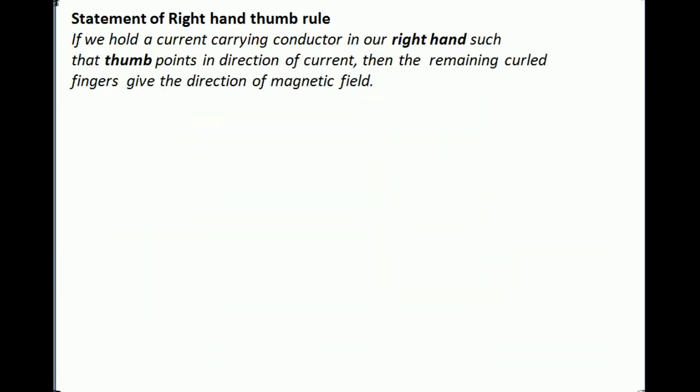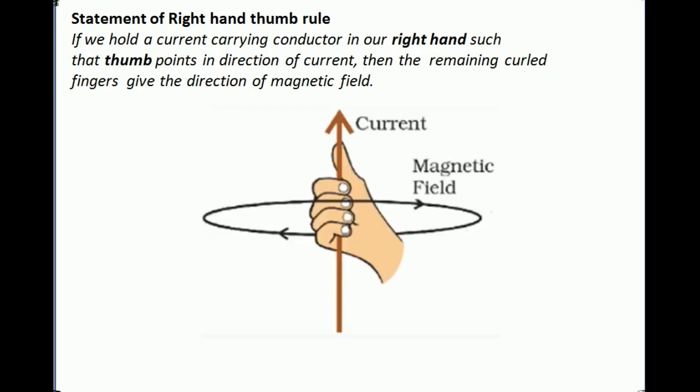So this is the statement and this diagram. You don't need to draw all those diagrams, only one diagram will do the job. So this is right hand thumb rule, and the use of right hand thumb rule is to find the direction of magnetic field of a straight conductor.